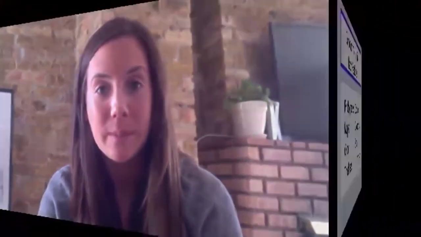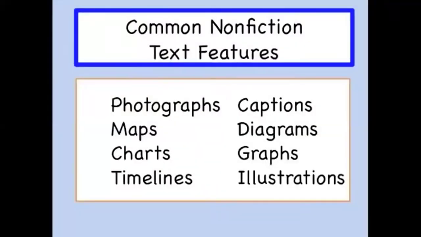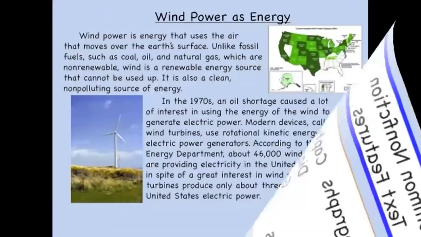Hello readers, it's Ms. Bushman. Today we are going to be taking a deeper look into nonfiction. When we read nonfiction, information can be represented in different ways. What we are going to do today is look at how we can learn more by using nonfiction text features when we read. Some common nonfiction text features are photographs, captions, maps, diagrams, charts, graphs, timelines, and illustrations. By paying attention to these nonfiction text features, we can better understand what we are reading about.